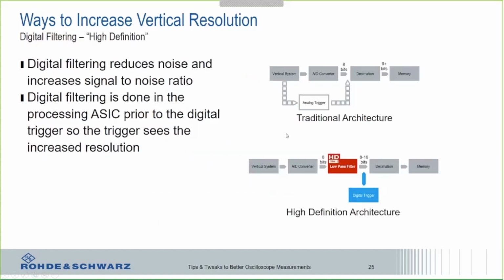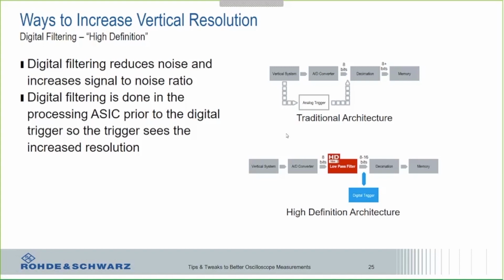A third option is digital filtering. So again, this is basically a type of low-pass filtering. It reduces noise, it increases that signal to noise ratio. For RNS scopes, this is done in an ASIC prior to the trigger. So one of the benefits is it is actually seen by the trigger, and you can get up to 16 bits of resolution.